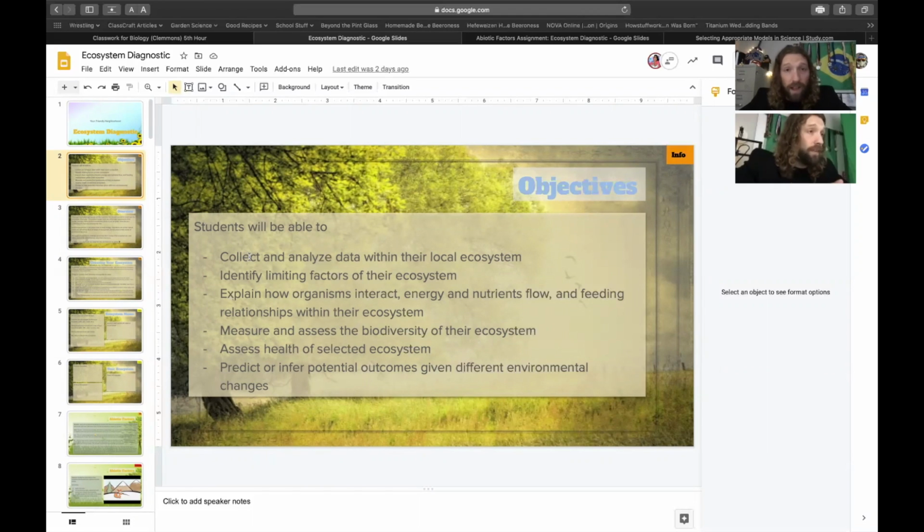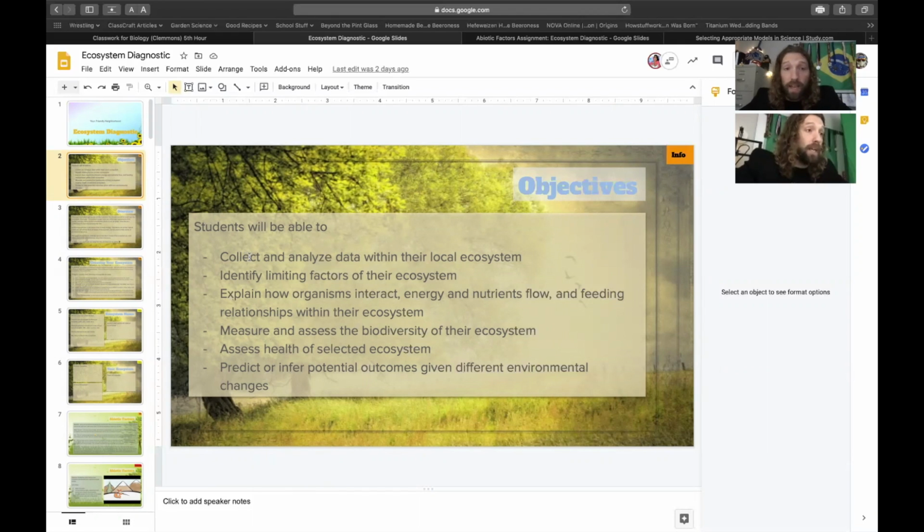A limiting factor is something that keeps populations from growing. It could be a limited amount of water resources. It could be a limited amount of soil resources. It could be a limited number of bunny rabbits in the ecosystem, and that would prevent coyote populations from getting too big. So that would be a limiting factor on their population growth. You'll be looking for things like this.